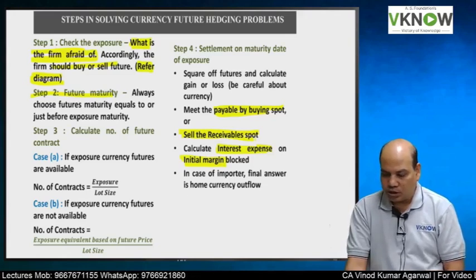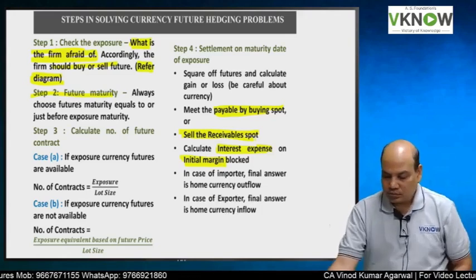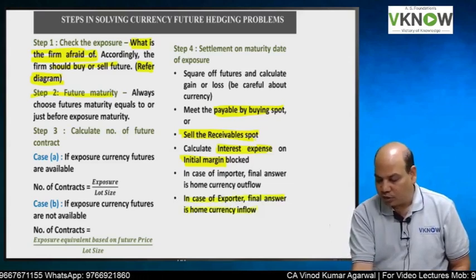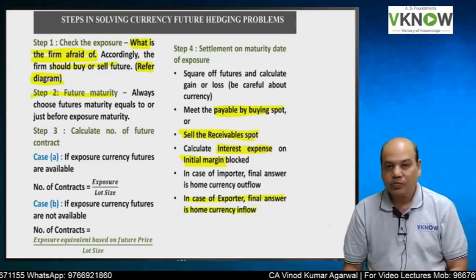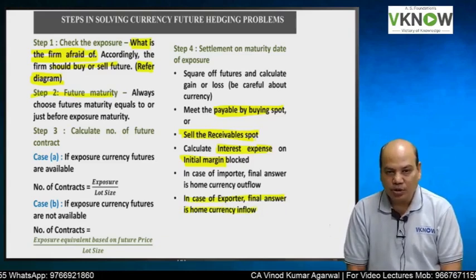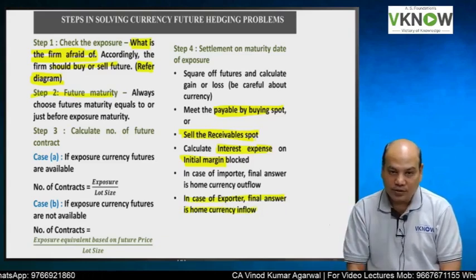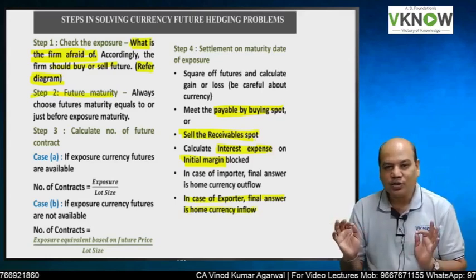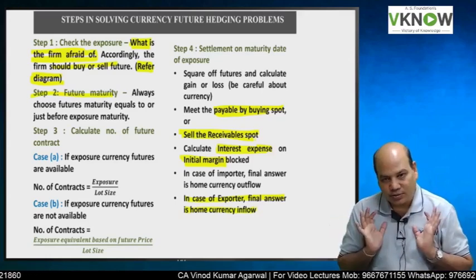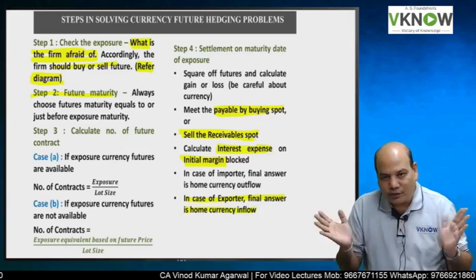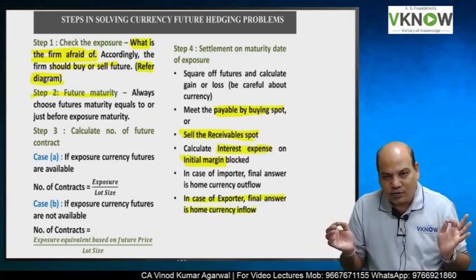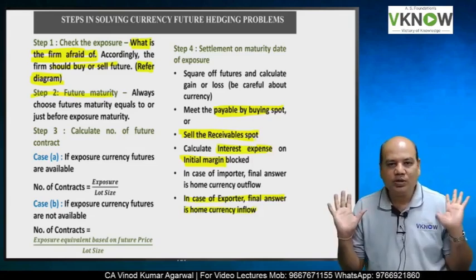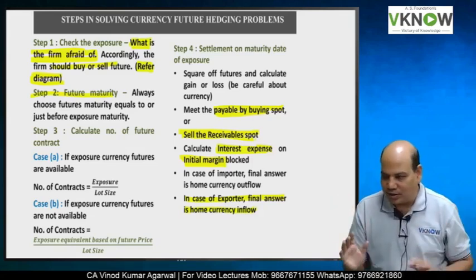Final answer is home currency outflow. And in case of exporter, the final answer is home currency inflow. So your last answer should be inflow in rupees. And if you are comparing with different options, then the one which will give you the highest inflow in rupee would be selected. Understood now?